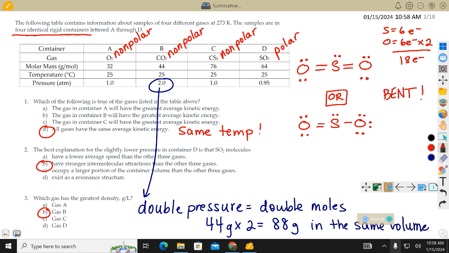So how do I get double the pressure in the same volume container at the same temperature? There must have been double the moles. So instead of there being 1 mole, there must have been 2 moles, or instead of 44 grams, 88 grams of gas, which then beats C, the carbon disulfide, at 76. So that's the trick with number 3. How do we get double the pressure? There must be double the moles of gas.